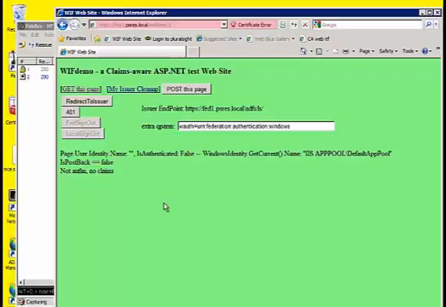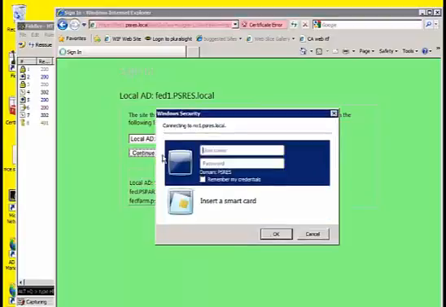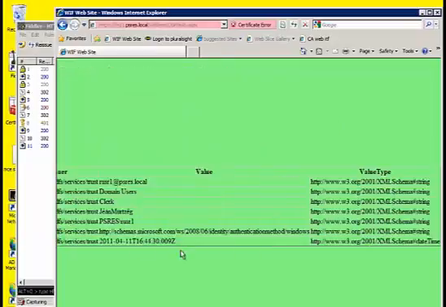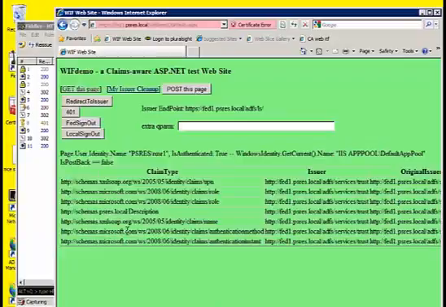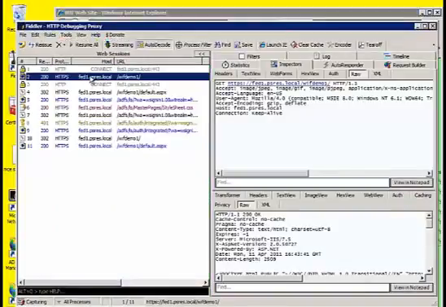So if I do redirect, I will get a home realm choice, continue locally, and there we are. That's a prompt of Windows integrated. A log on, and there we are. Authentication method, here we are, Windows. Here's the authentication method. Okay, let's take a look at this Fiddler trace, because it's an interesting trace.